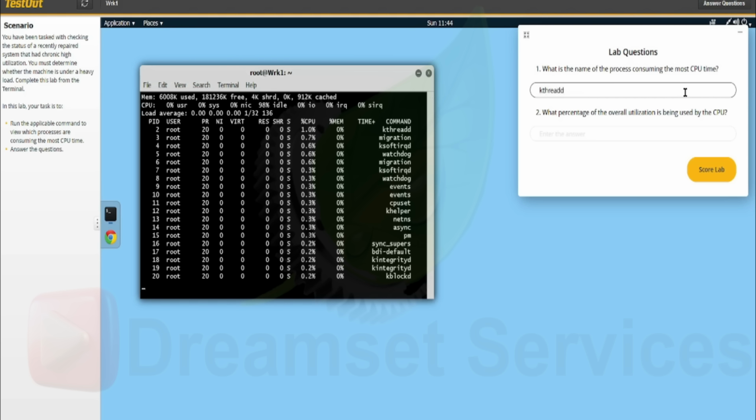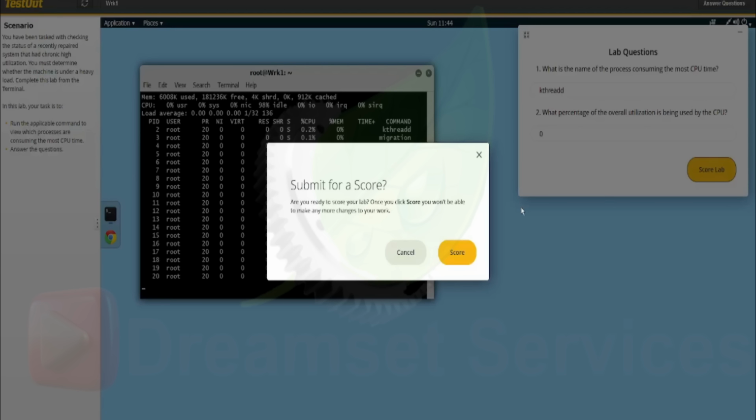K3D. And what percentage of the overall utilization is being used by the CPU? There's going to be 0. Go ahead and score lab.